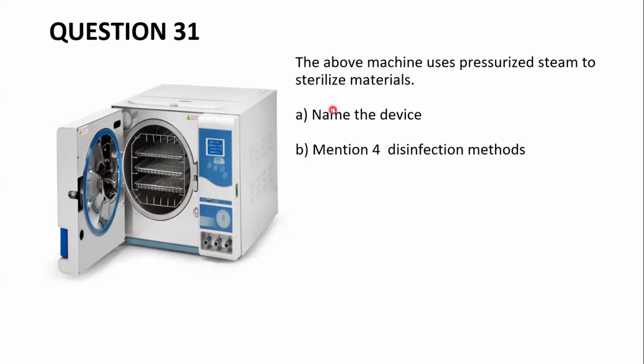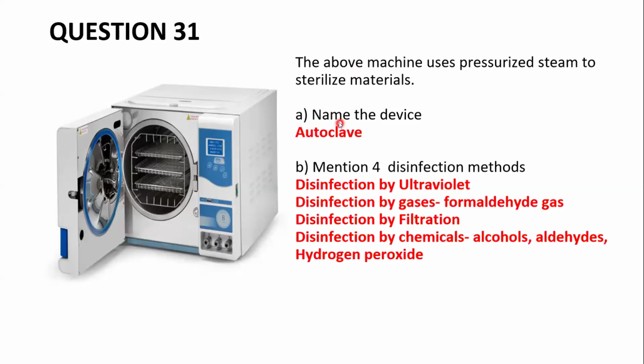Then mention 4 disinfection methods. So this was also direct. How do we disinfect? You can use ultraviolet. You can use gases, for example, formaldehyde gas. You can use filtration. Then you can use chemicals, such as alcohol, aldehydes, hydrogen peroxide.